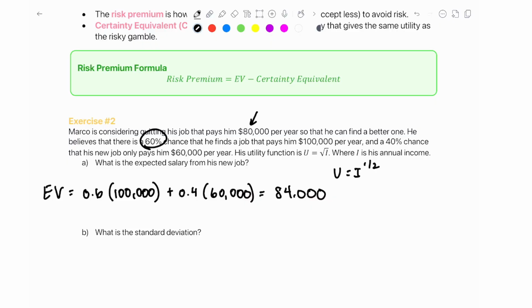If he was risk neutral, the question would be over. Yes, he's definitely going to quit his job because it has a higher expected value. There would be no risk premium because it doesn't exist for somebody who's risk neutral.